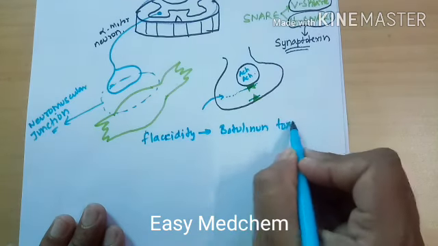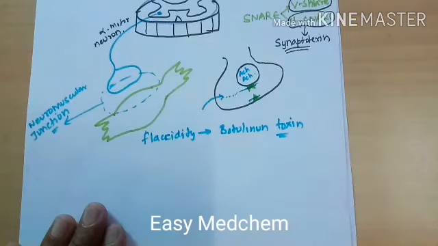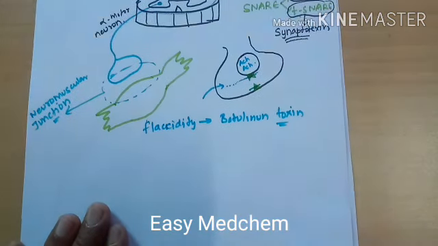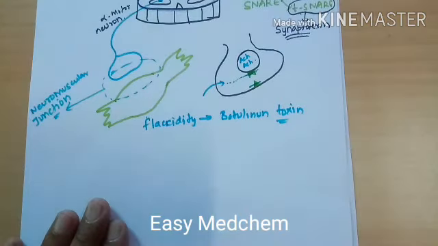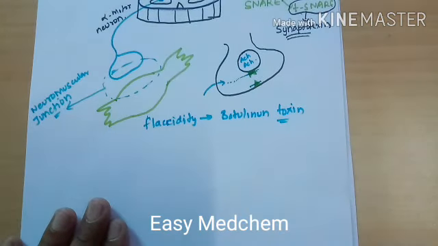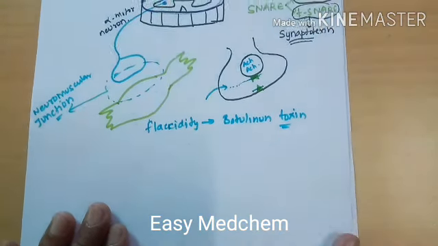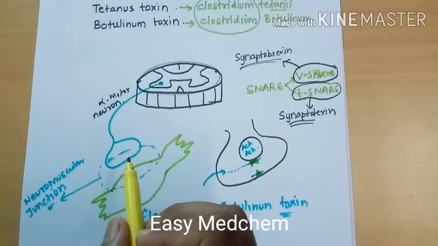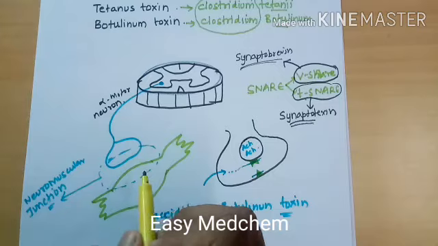Okay, so this is the point which we have to consider here. But the tetanus toxin, how does it work? The mechanism is the same, but the sites of action are different. So if we consider the tetanus toxin, it works by the same mechanism, but its site is different.